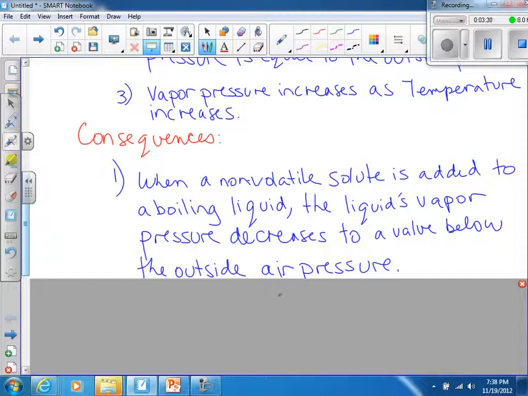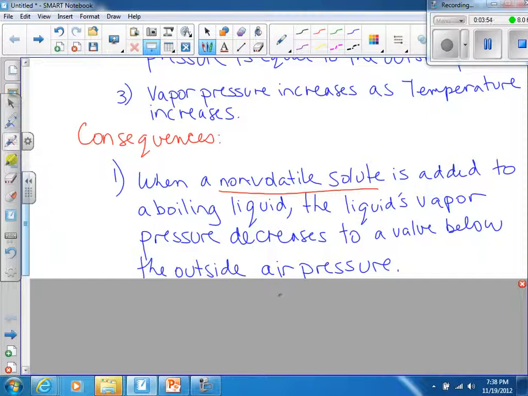Now real quick, non-volatile solute. That just means a solid that I put into a liquid, and that solid is not going to evaporate off. That's all non-volatile just means. It's a solute that does not evaporate off. The liquid can still evaporate, but the solid that we dissolve into the liquid will not.